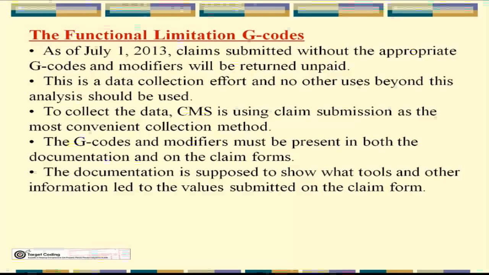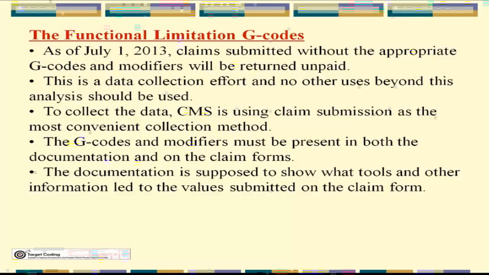So this is a data collection effort. Medicare figured, you know what, the only way we're going to be able to gather this data is through claim submission. They don't want you to send in your notes. They're not going to ask the patient about what's going on, so they felt the best way to collect this data is through claim submission. So these G codes and the modifiers, which we're going to get into very specifically in a few minutes, must be present in the documentation and on the claim forms.